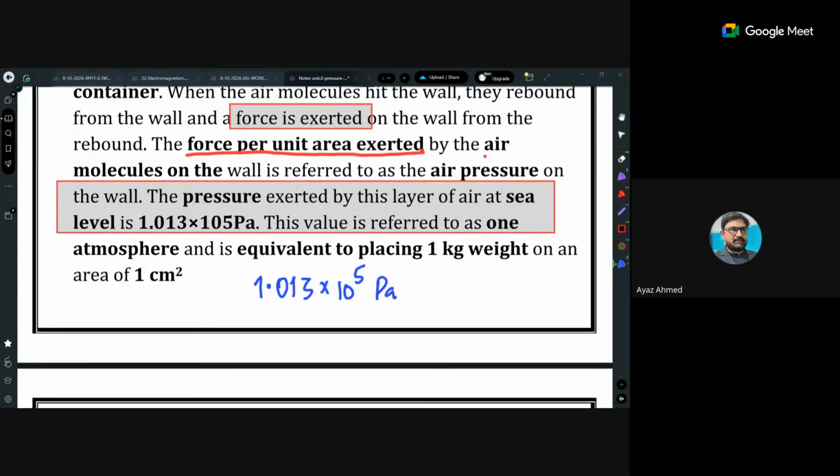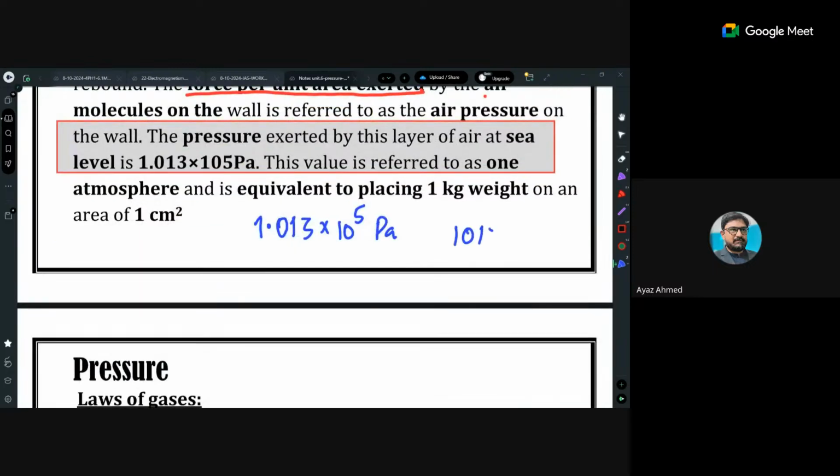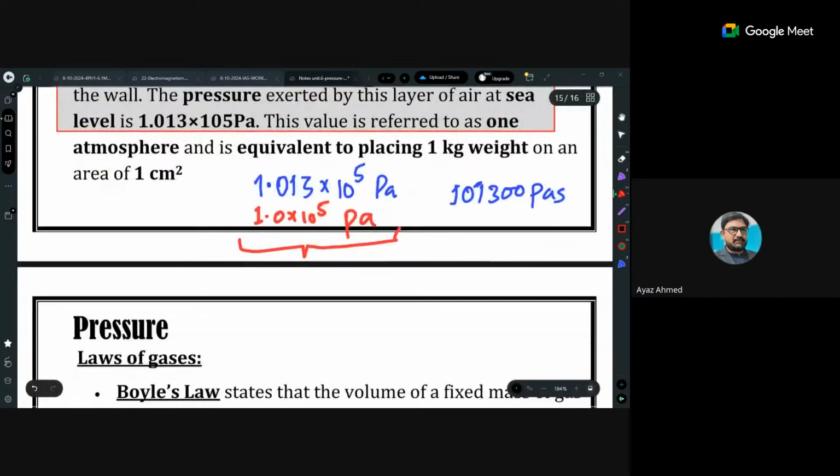That means that it is 101300 Pascal actually. But in your exams, mostly in your past papers, this is given as 1.0 into 10 raised to power 5 Pascal. So, Mariam, this is the pressure which is exerted, provided by the gases of the atmosphere at sea level.